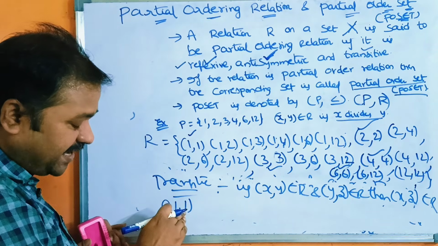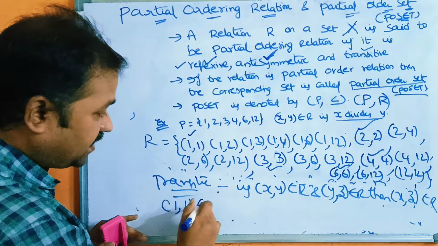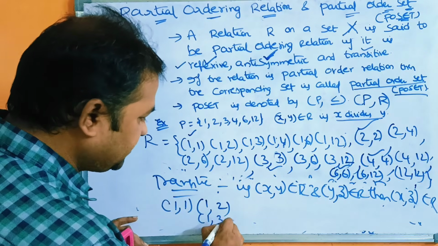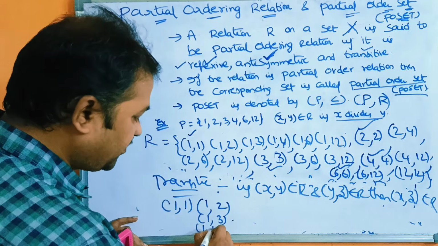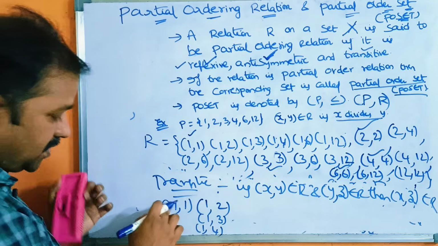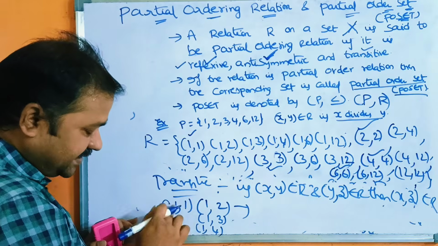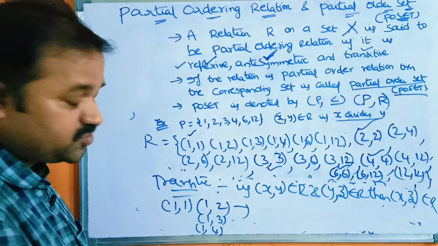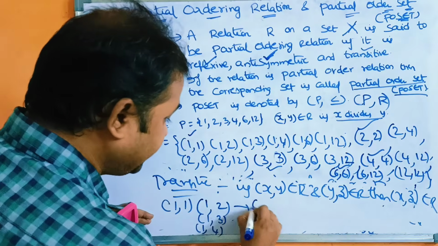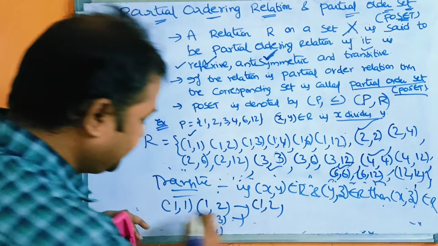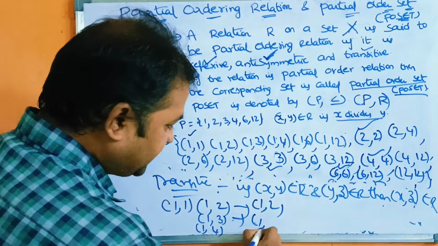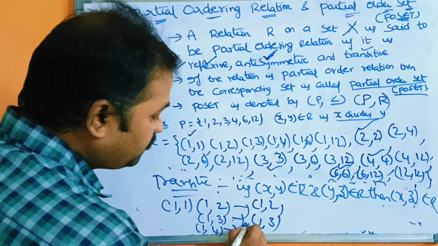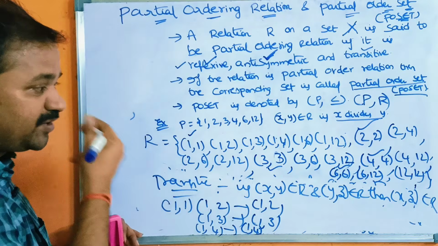Next, we have to take a pair which starts with 1. So what are the pairs which start with 1? We have 1 comma 2, next 1 comma 3, next 1 comma 4, next 1 comma 6 also. If we combine here, this 1 comma 1 is nothing but xy, and this 1 comma 2 is nothing but yz. So xy, yz means the new pair is xz. So 1 comma 2 is present. Next, 1 comma 1 and 1 comma 3 gives 1 comma 3, which is present in the relation. 1 comma 1 and 1 comma 4 gives 1 comma 4, which is present in the relation.